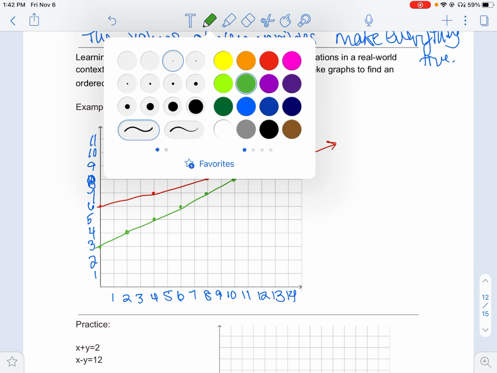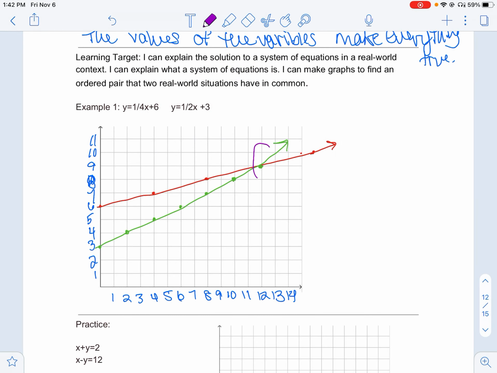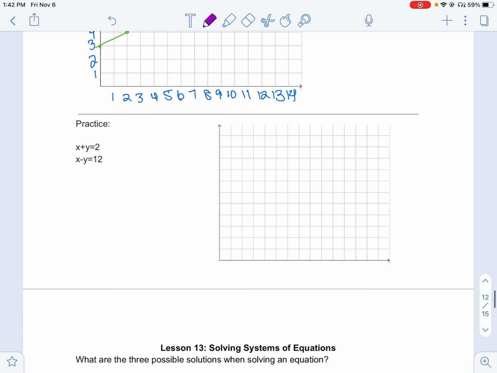Okay, where they intersect, so right here, is at 12, 9. That's their solution, or what makes them equal. Okay, y has to be 9 and x has to be 12. Okay, we're going to practice down here.